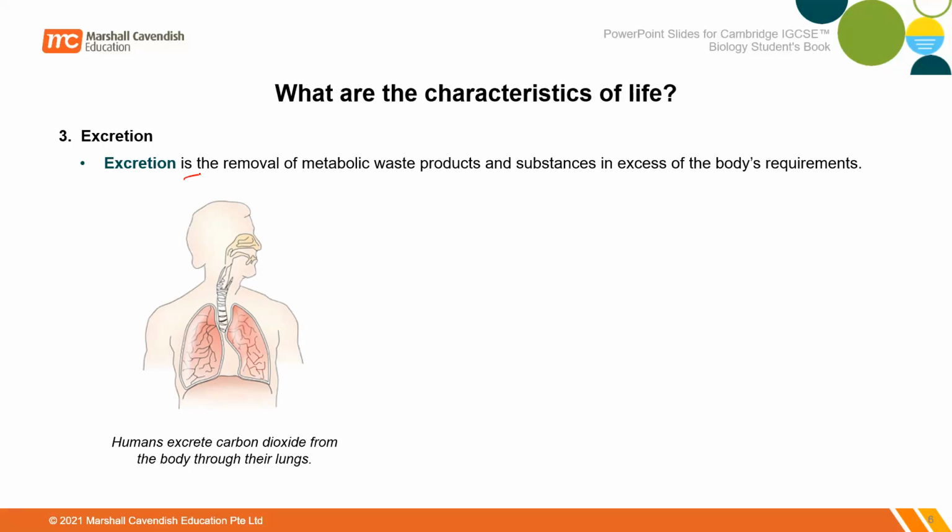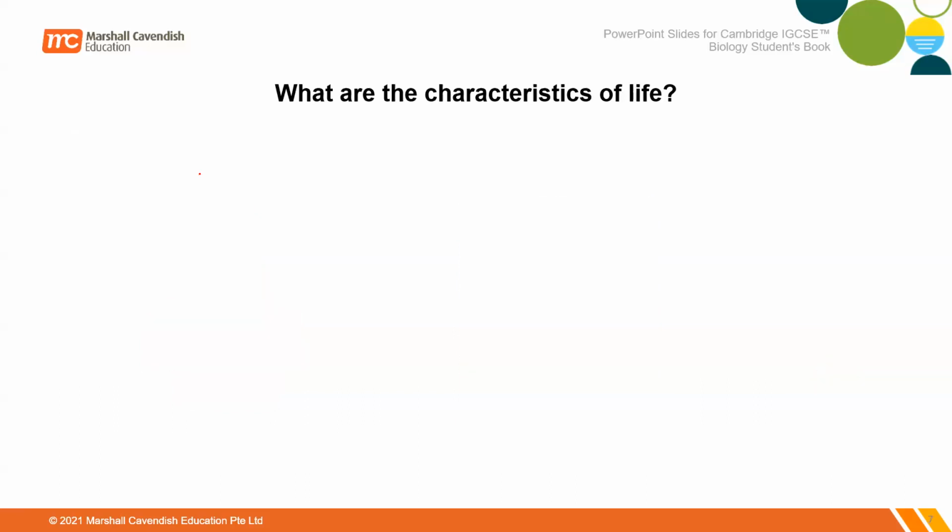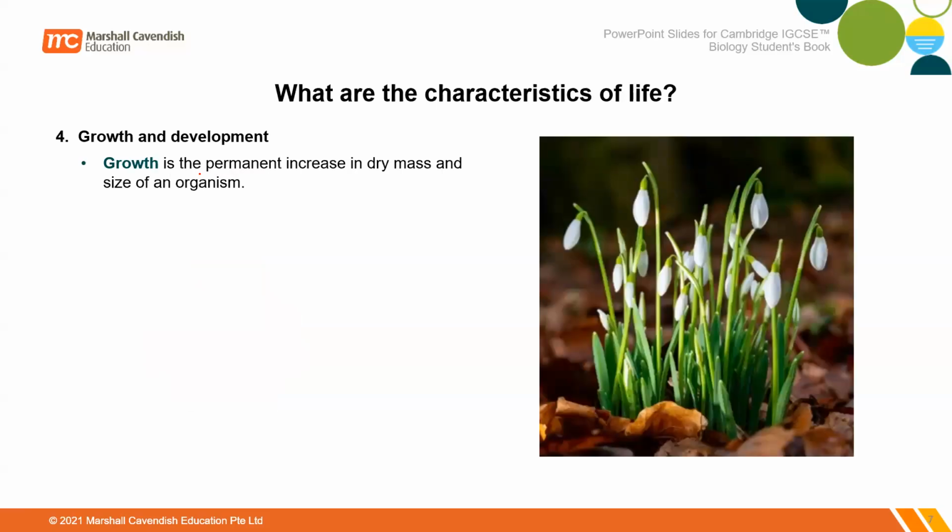Excretion is not related to the kidney and urination process only. Humans excrete carbon dioxide from the body through their lungs. Plants also excrete oxygen produced during the photosynthesis process. That's why we name oxygen a byproduct, a secondary product from photosynthesis, and this is the excretion. So now we mentioned nutrition, respiration, excretion.